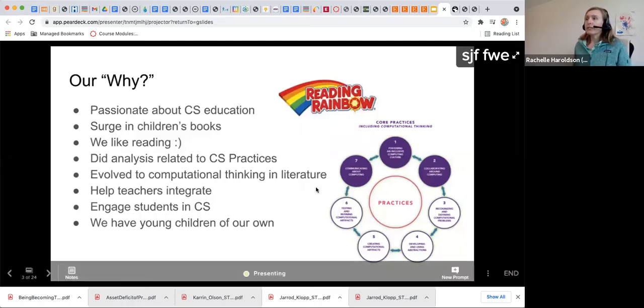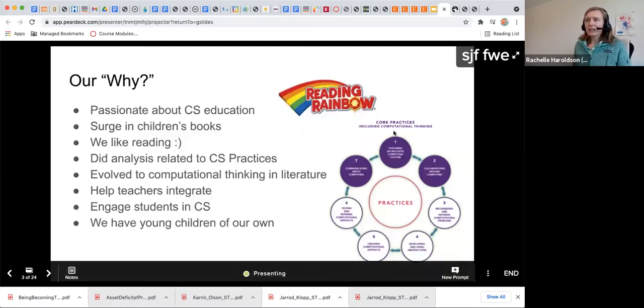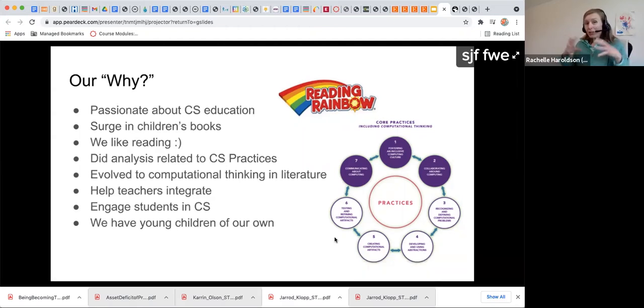This image right here shows the 7 CS practices that were put out by CSTA and a couple of other groups. And then this evolved to us thinking specifically about computational thinking, which is a part of the CS practices. And what does that really look like in literature? And how does that help or inform teachers in the classroom? Because it's really about integrating, right?